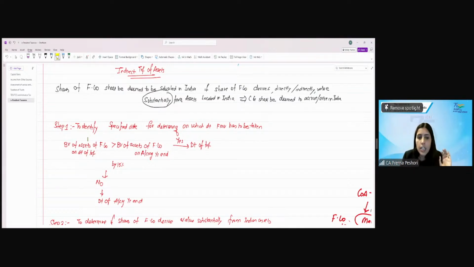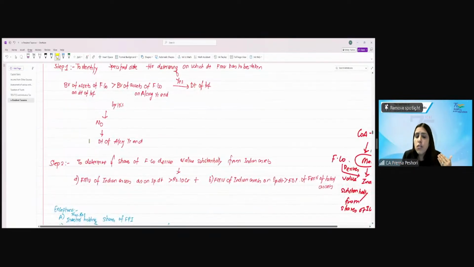Clear? Now, to determine if the shares of FCO derive the value from the Indian assets, the FMV of the Indian assets should be more than 10 crores. FMV of company C shares should be more than 10 crore, plus the FMV of company C shares should be greater than 50% of the FMV of the total assets of company B. Are you getting this particular point?